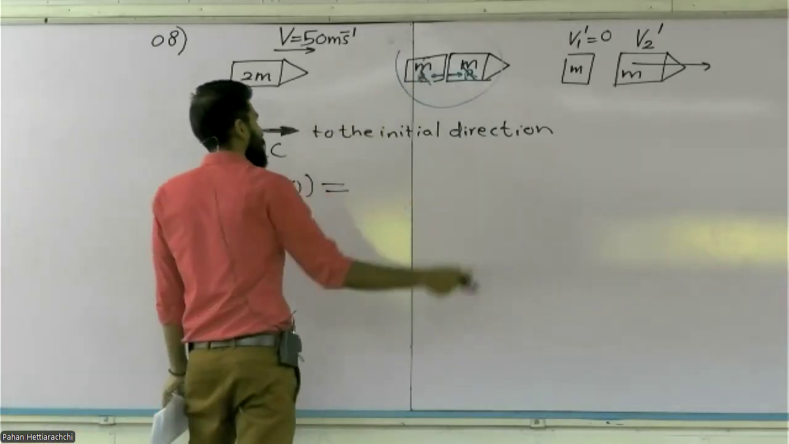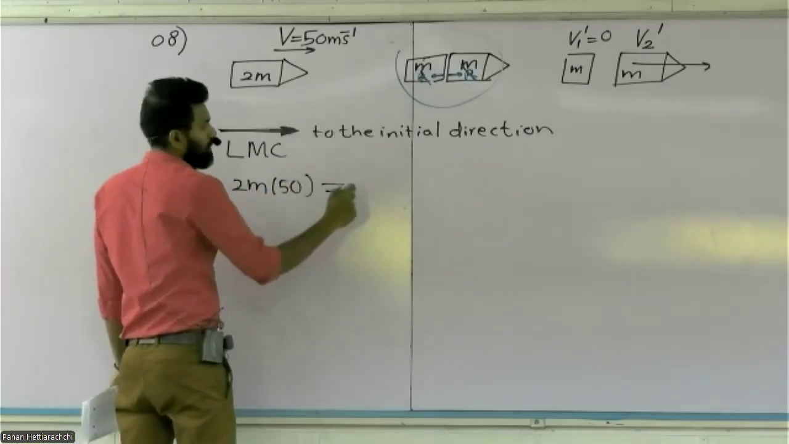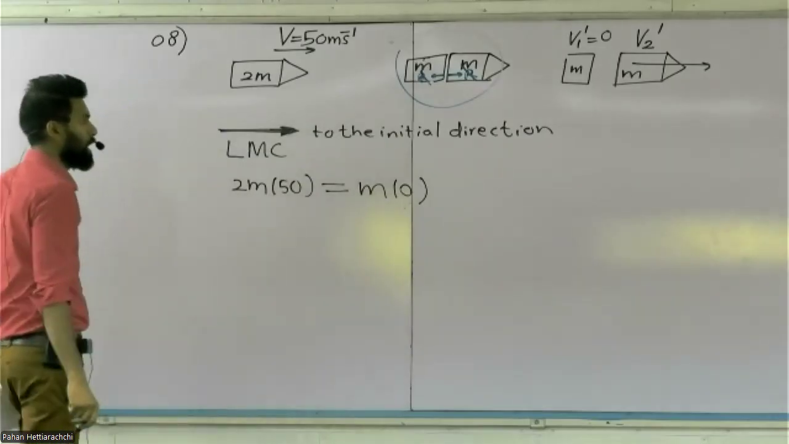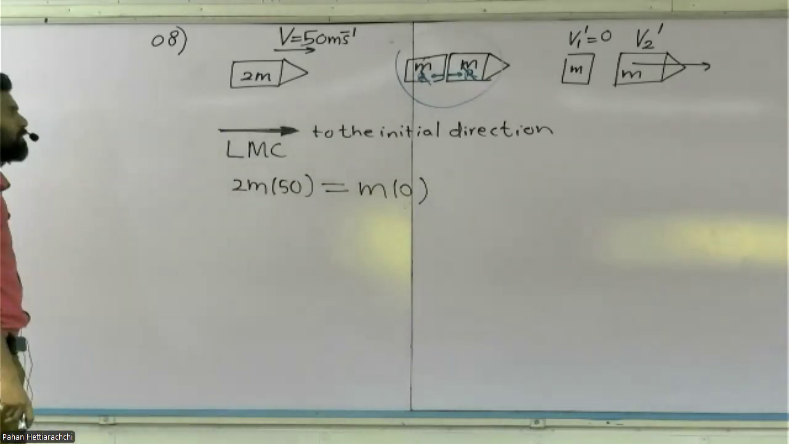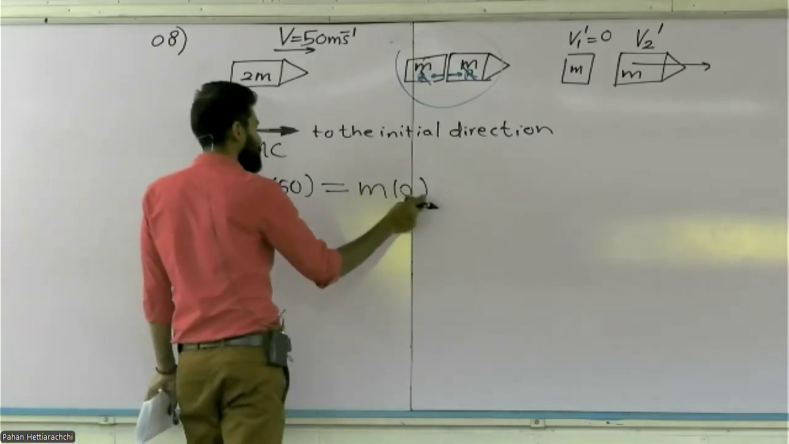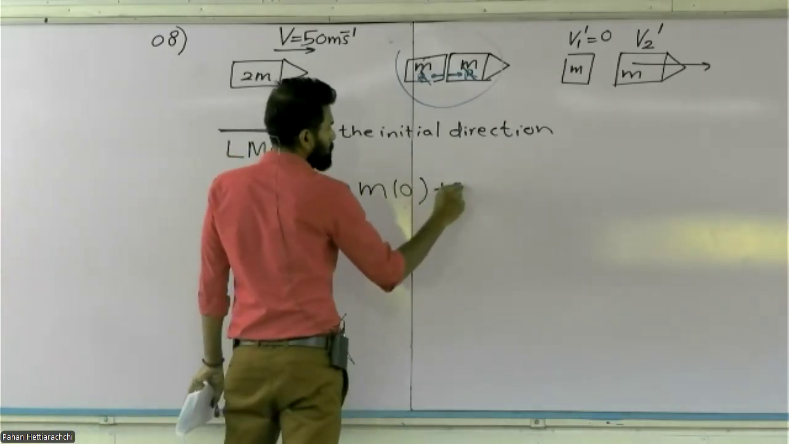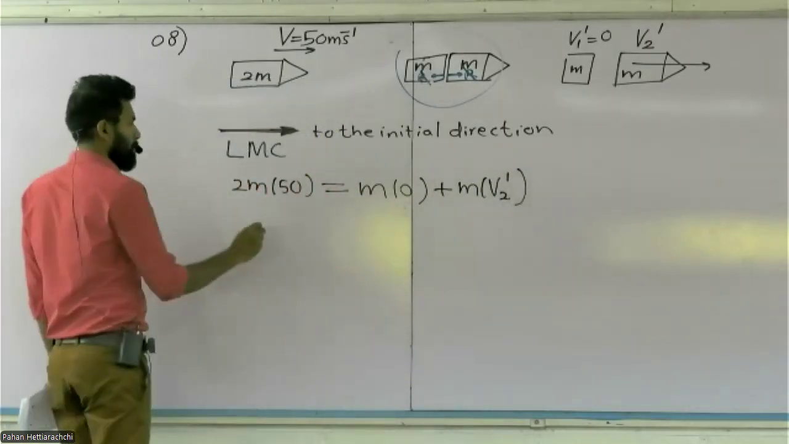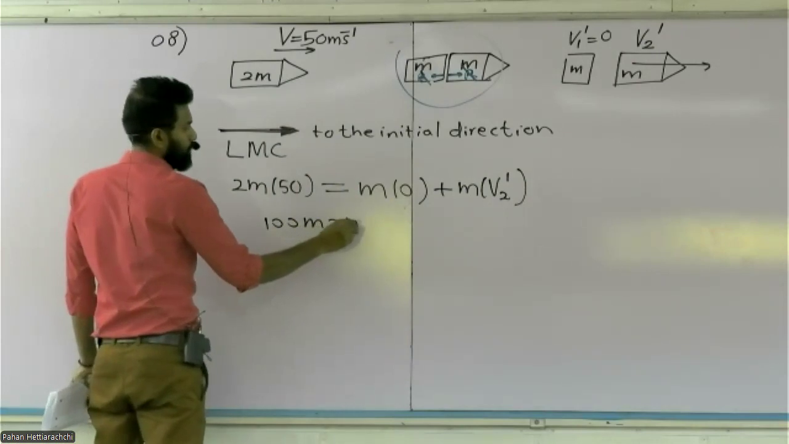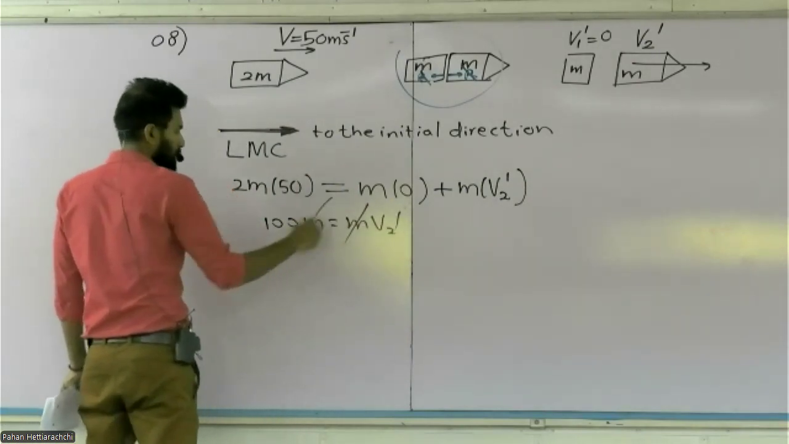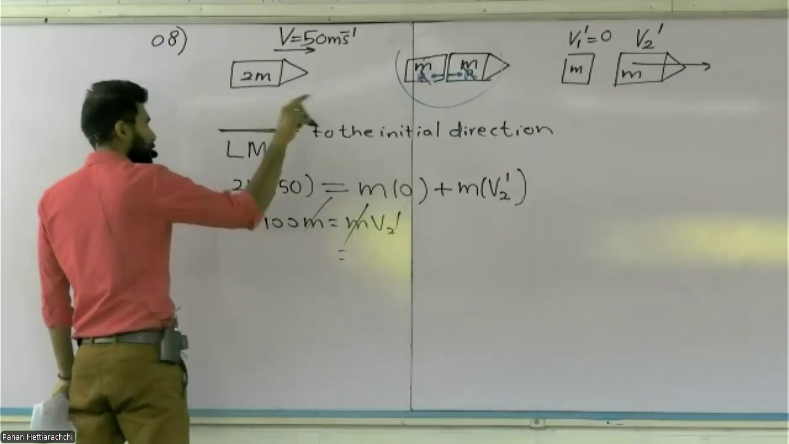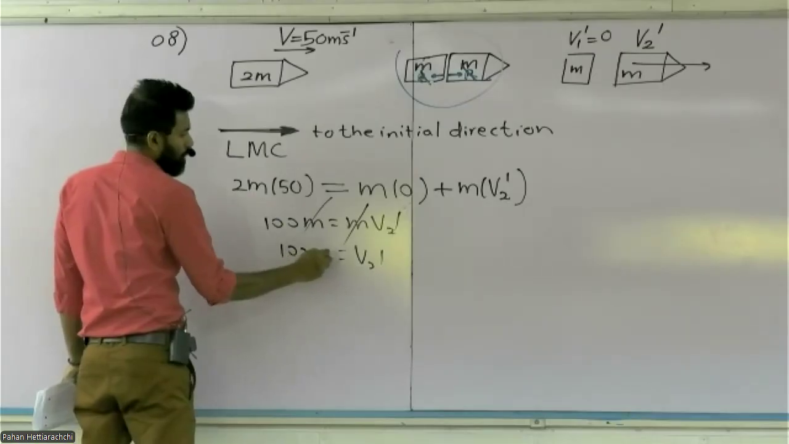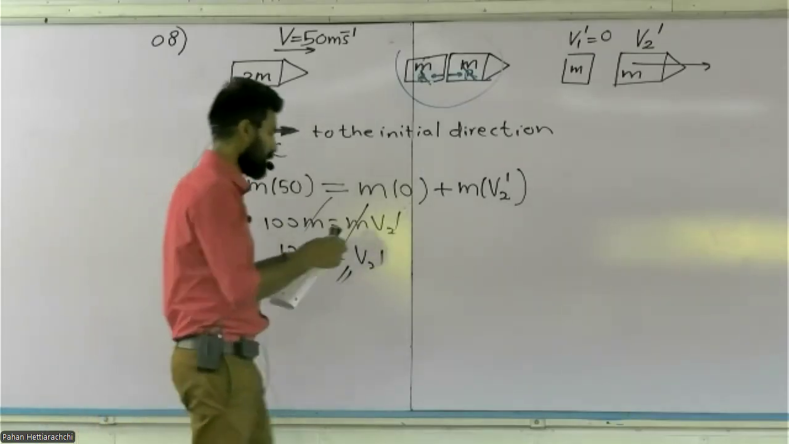And after the explosion, there are two fragments, one with mass m, but suddenly it stops. So the momentum is m into 0. It doesn't have a velocity after the explosion. The other part is also m with a velocity v2 dash. What has happened? 100m is equal to m v2 dash. m is the factor we considered to explain the mass. It cancels. So v2 dash, the remaining fragment, will start to move with the velocity of 100 meters per second.